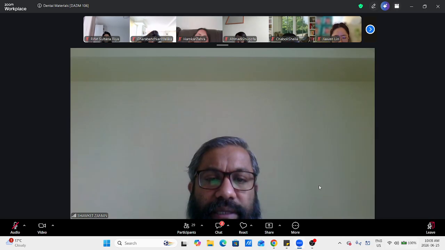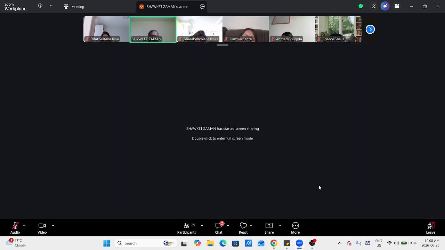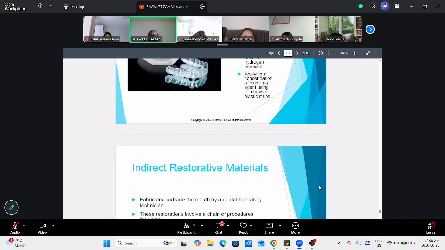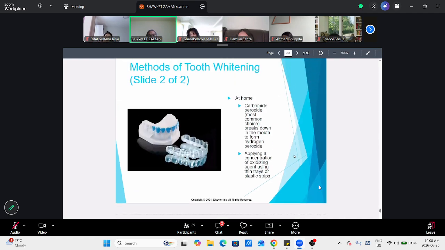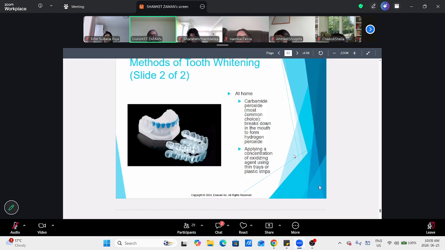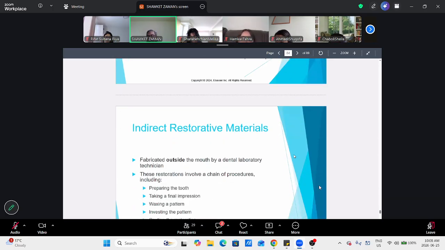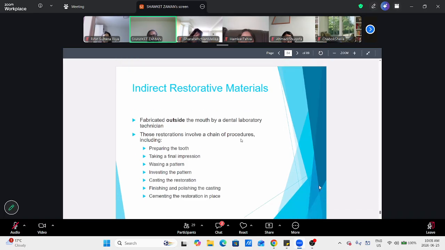Now the next is indirect restorative materials. Up to this point, all the materials are direct. What is the meaning of direct materials? Direct restorative material means we directly put it in the patient's teeth. That's why it's called direct materials. But here we call it indirect. Indirect restoration means the entire restoration is fabricated outside the mouth and then we put it in the patient's mouth. That's why it is called indirect restorative materials or indirect restorations.